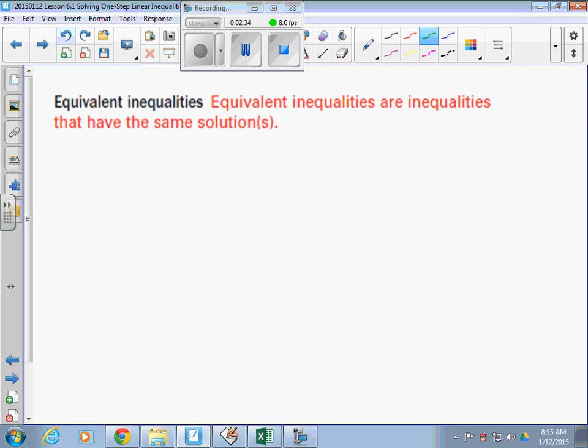We're going to move quickly tomorrow into graphing inequalities that have two variables. Okay, we know how to graph lines. It'll be a really easy change for you.